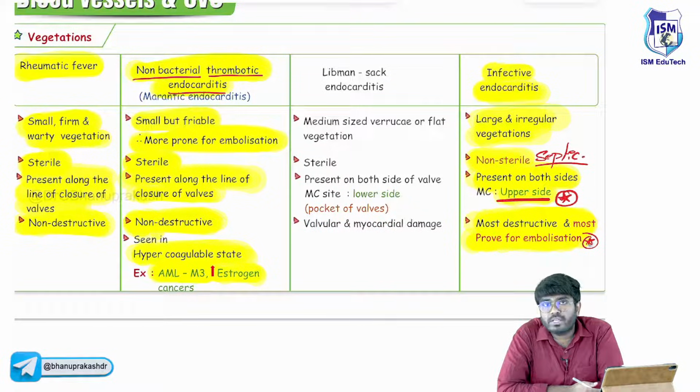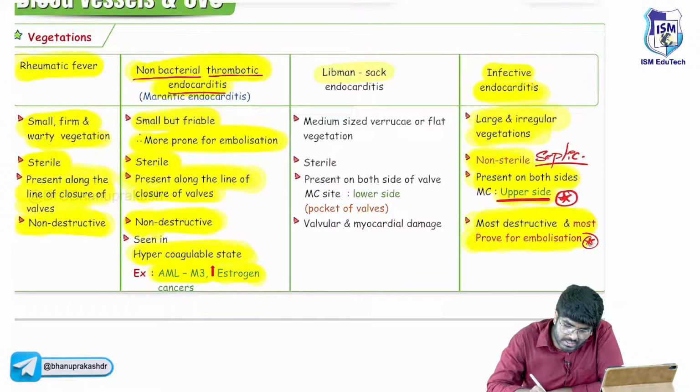Which is more prone for embolization? Infective endocarditis vegetations are more prone for embolization, and even non-bacterial thrombotic endocarditis vegetations are also prone for embolization, sir. Non-bacterial ones are small and friable. Infective endocarditis vegetations are large and friable. Okay, large and friable. And the last one, Libman-Sacks endocarditis.